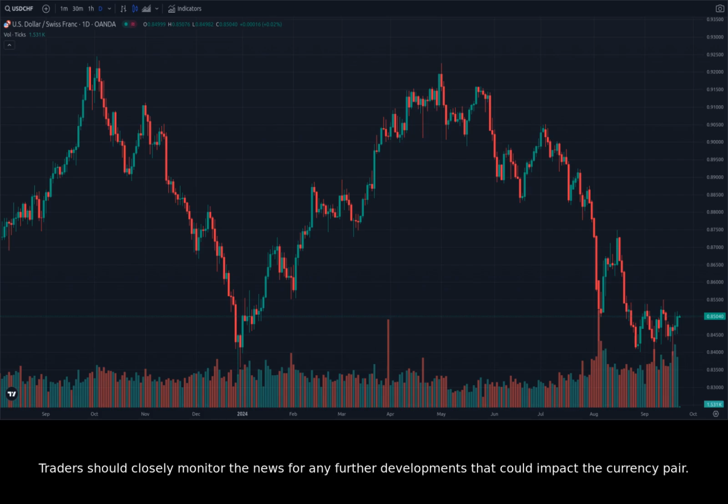Traders should closely monitor the news for any further developments that could impact the currency pair.